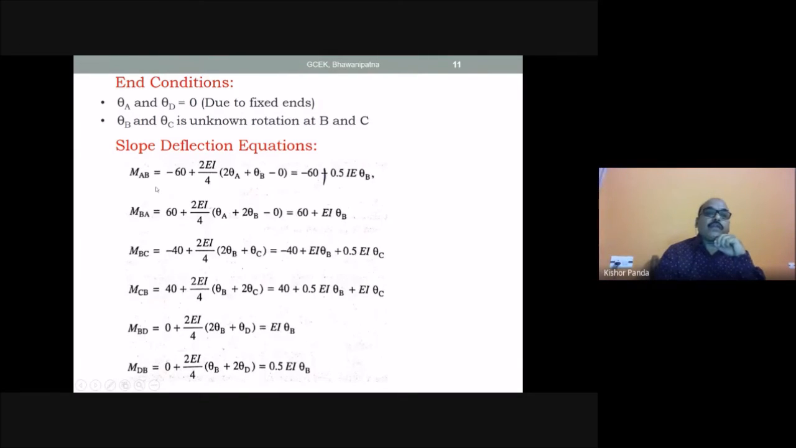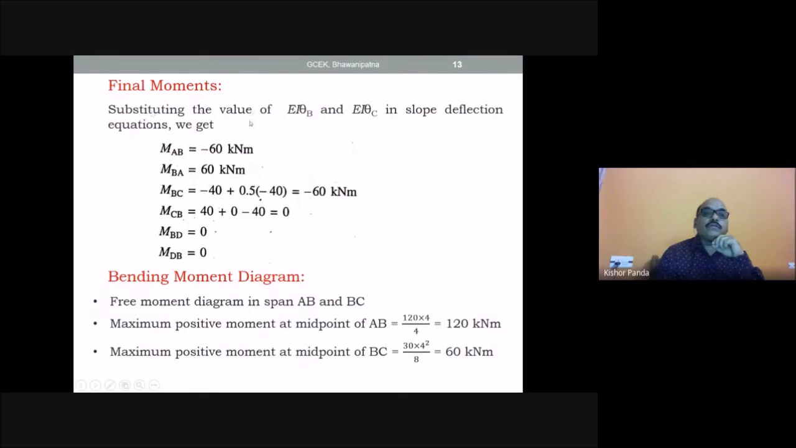Then you can find out the final moments MAB, MBA, MBC, MCB, MBD, and MDB. Substituting the values of EI theta B and EI theta C in the slope deflection equations, we get MAB equal to minus 60, and MBA equal to plus 60 kilonewton meter. Then MBC is equal to minus 60 kilonewton meter. Then MCB is equal to 0, MBD is equal to 0, and MDB is equal to 0.